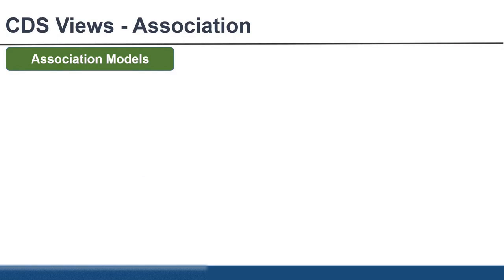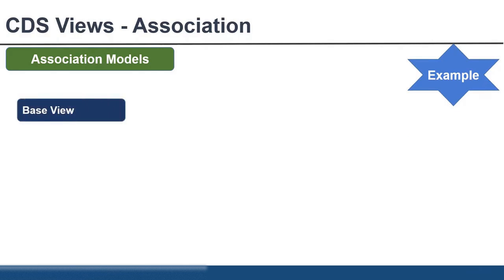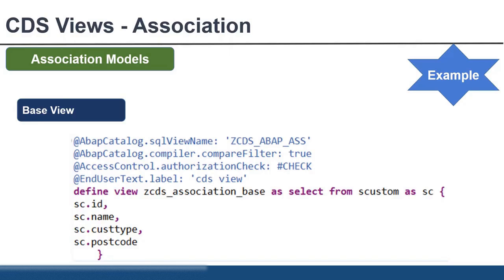We'll see some examples of association. First, we'll see the base view, which will be used in the association. Here's the CDS view, for the example ZCDS_association_base, and it's a view created as custom, and we have the ID, name, cust type, and postcode fields as part of the view.